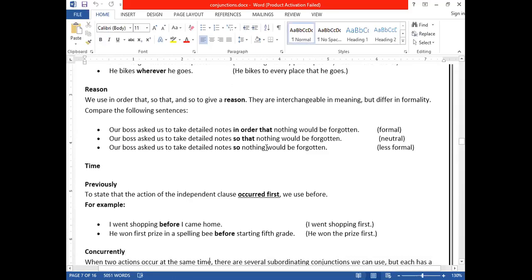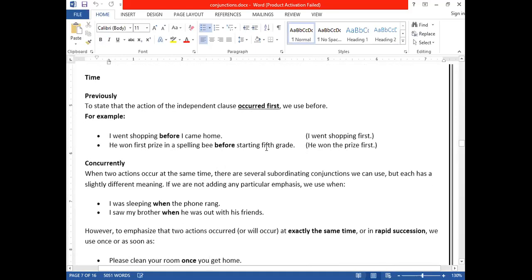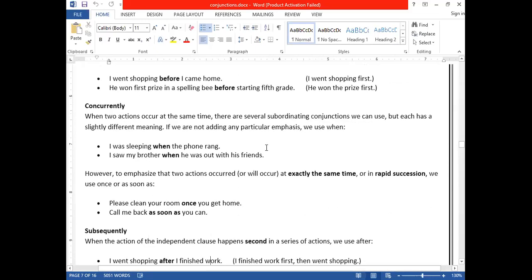You can also show the time. For time, we use before, clear, after, when. These are used for time. For example, I went shopping before I came home. So before, it's time. We use when for time. Clear? We can say, however, to emphasize two actions occurred or will occur at exactly the same time, or in rapid succession, we use once or as soon as. Like, please clean your room once you get home. It's again time. Or call me as soon as you can. Again, that.